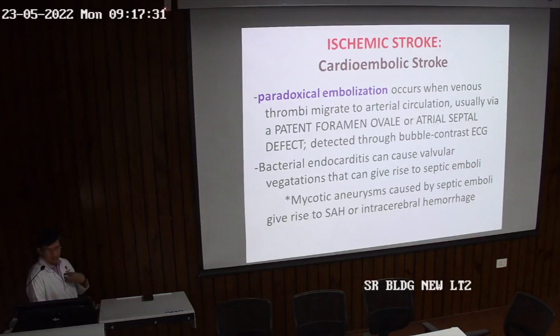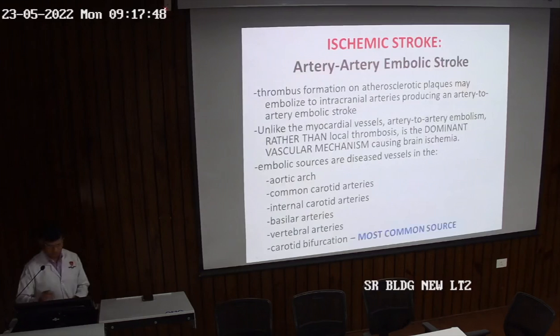So any thrombus or any emboli coming from the right side of the heart to the left side of the heart from the patent foramen ovale or the atrial septal defect, and these emboli and thrombi go into the brain and produce embolization. So this is known as paradoxical embolization.